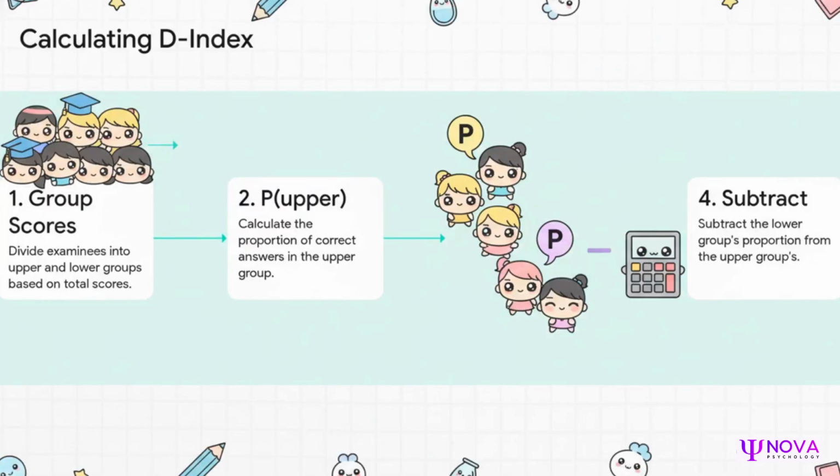So, how do we get this number? Well, first, you rank everyone by their total score on the test. Then, you slice off a top group, let's say the top 27%, and a bottom group, the bottom 27%. For a single question, you calculate the p-value for the top group, and then you calculate it for the bottom group. Finally, you just subtract the bottom group's number from the top group's number. That result is your discrimination index, D.